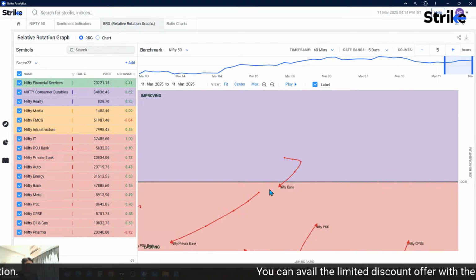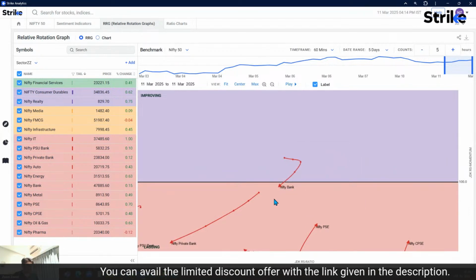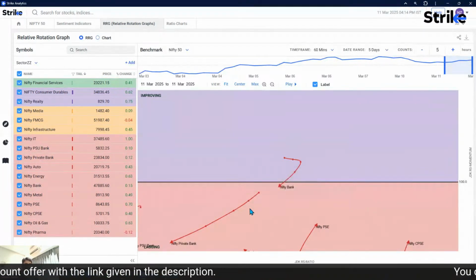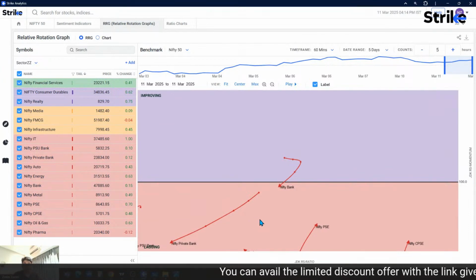Nifty Bank, the worst case scenario. From improving, it has just entered into the lagging quadrant. So maybe tomorrow, for the next couple of hours, this may still come down over here. So you can look at banking stocks for intraday shorting opportunities.